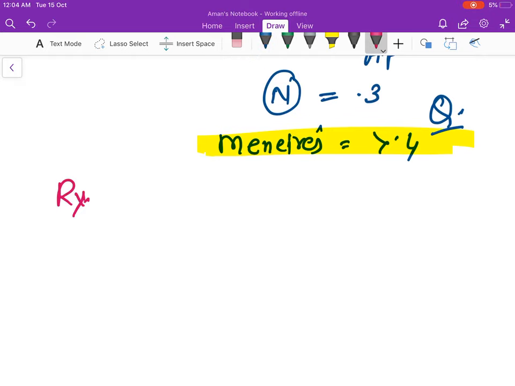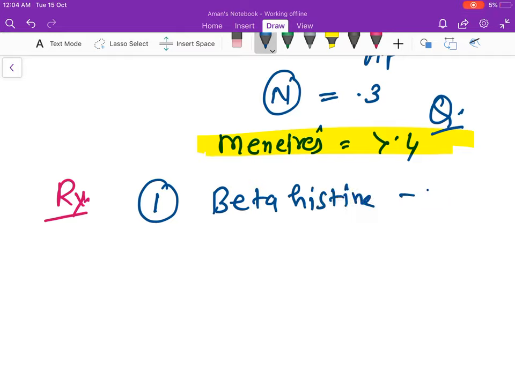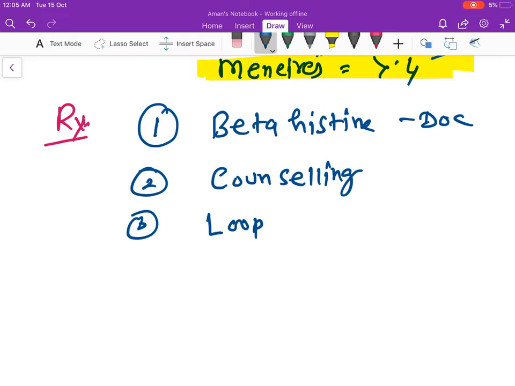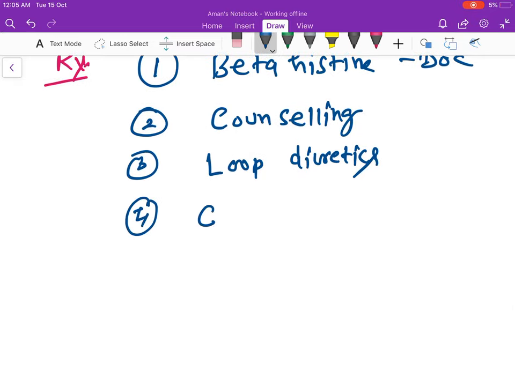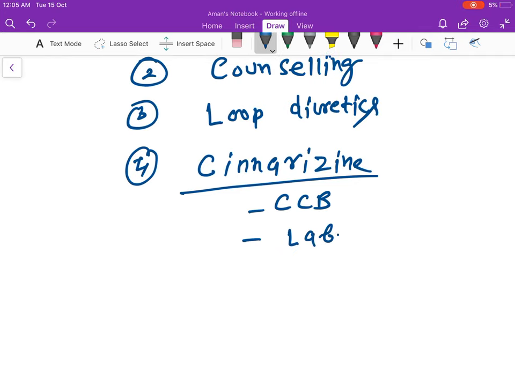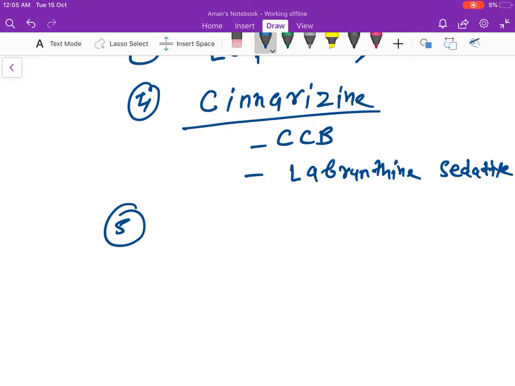So how are you going to treat the condition? The drug of choice is betahistine. Betahistine is considered the drug of choice for Meniere's disease. What else? Patient counseling is important. We can use loop diuretics like furosemide, torsemide. We can use the drug cinnarizine, which is a calcium channel blocker and also acts as a labyrinthine sedative. The last resort for medical management of this condition is steroids.